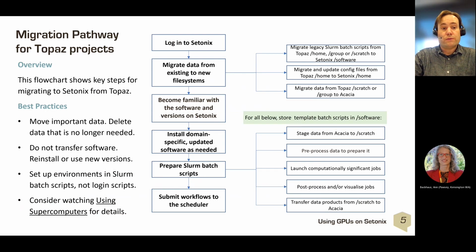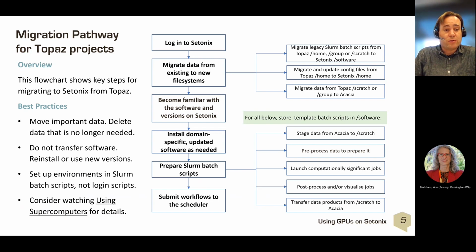In terms of the migration pathway for our researchers that are currently using Topaz, we would recommend these steps to follow. You want to have a look at logging into Setonix if you haven't already, and then migrate your data from the existing Topaz file systems to the new Setonix file systems. You want to have a look at the software and versions that are available on Setonix, and then install any domain-specific or updated versions of software that you may need. You can then prepare your Slurm batch scripts and start submitting your workflows to the scheduler.